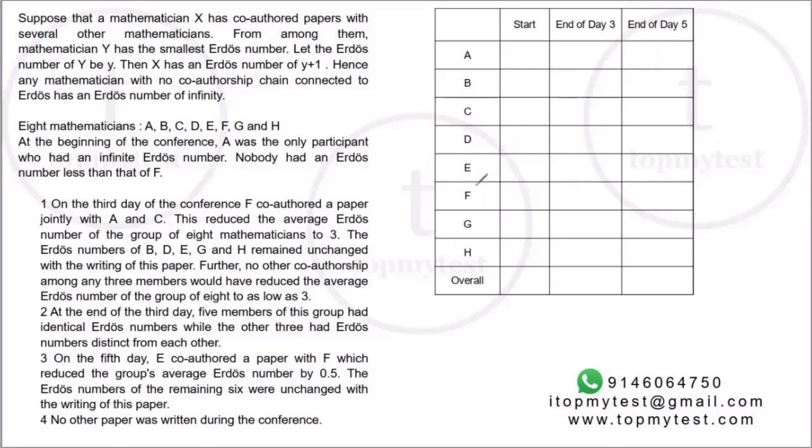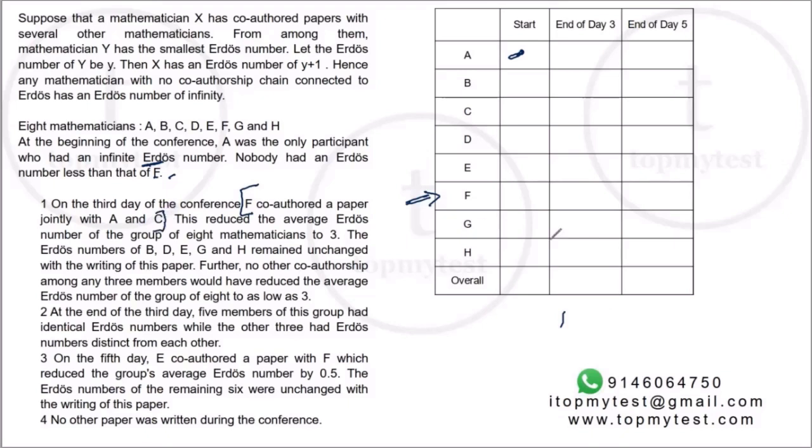Let's fill in the data which is given to us. At the beginning of the conference, A was the only participant who had an infinite Erdős number. Nobody else had an Erdős number less than that of F, so F is the lowest. On the third day of the conference, F co-authored a paper with A and C. So on the third day, F wrote with A and C.